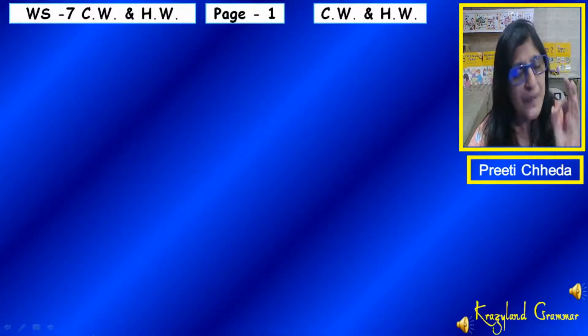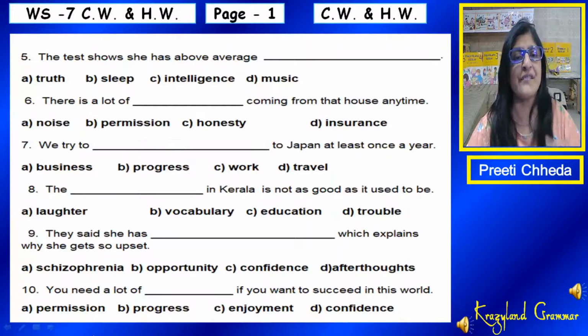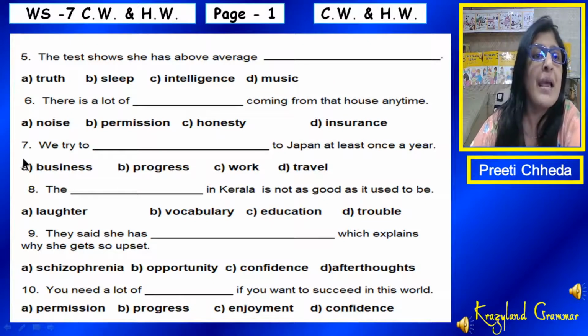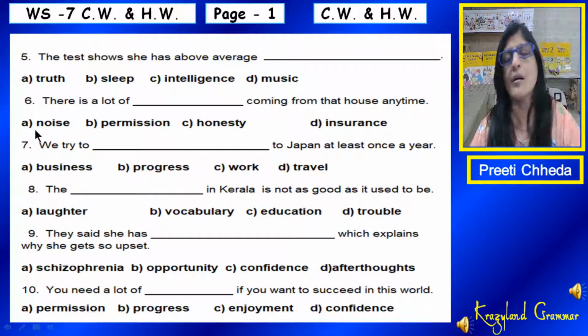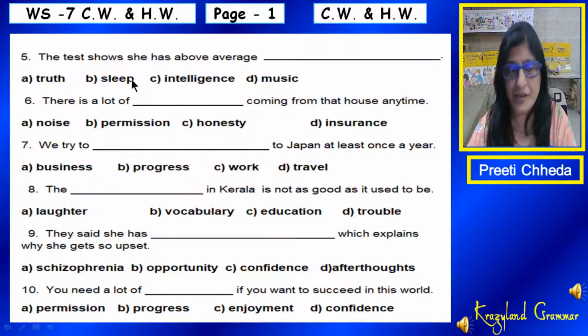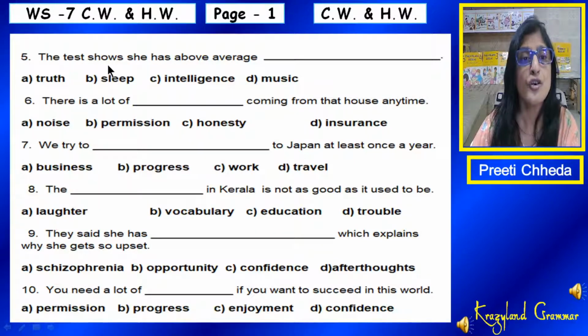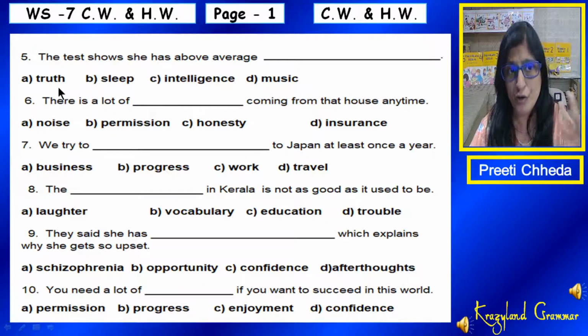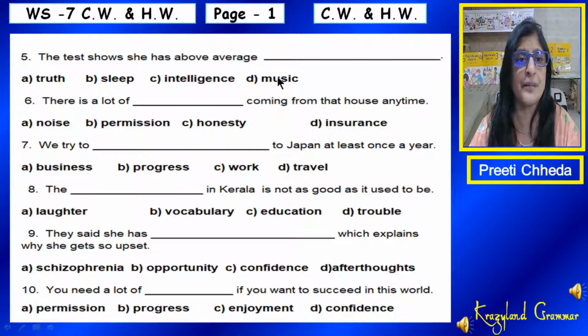Just proceed with the same worksheet number 7, page number 1, from the sentence number 5 to 10. And let us read aloud. Everybody put your finger or the pencil and read aloud. I always say read aloud. Aloud matlab जोर से read करना है. The test shows she has above average dash. Now she has above average A. Truth, sleep, intelligence and music.